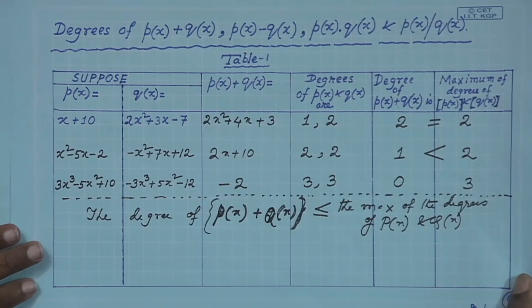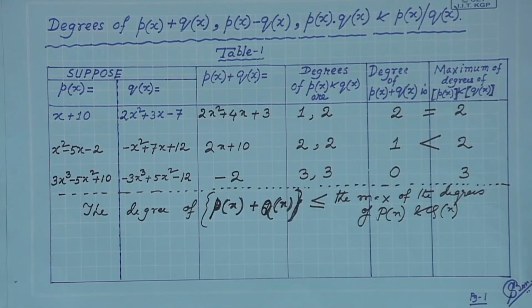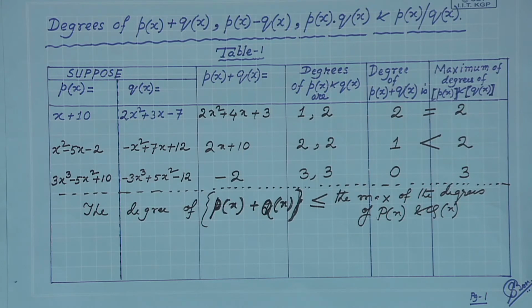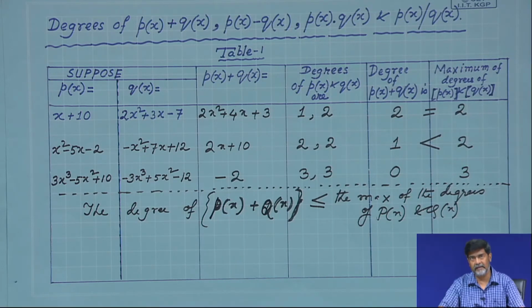Now, we consider the difference of two polynomials P(x) minus Q(x). Here P(x) minus Q(x) can be reconsidered as P(x) plus the polynomial minus Q(x). Therefore, again P(x) minus Q(x) can be treated as the summation of two polynomials. Therefore, this is the same thing.